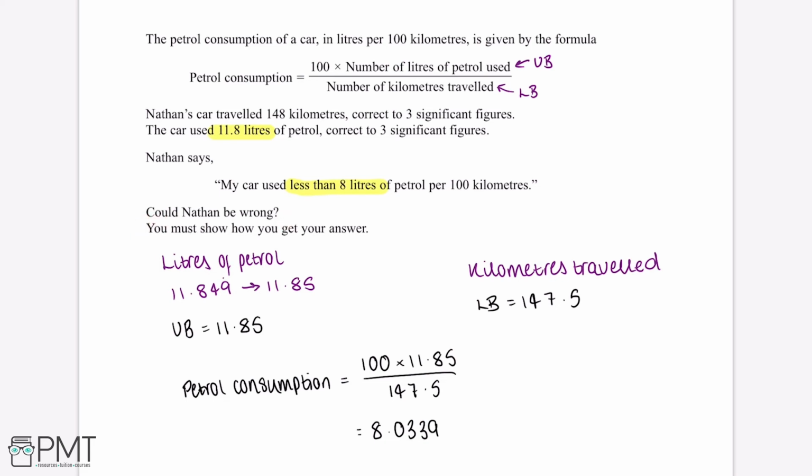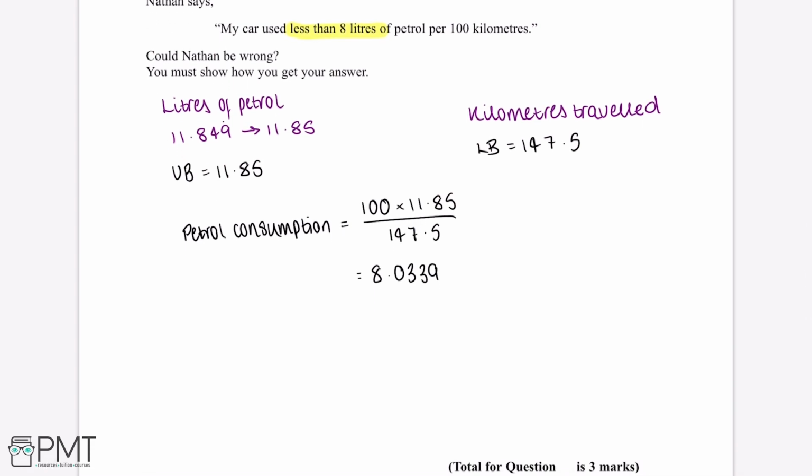So now the final thing we'll need to do for this question is write a summary statement. So we can write something along the lines of, yes, Nathan could be wrong because the maximum petrol consumption is 8.0339.